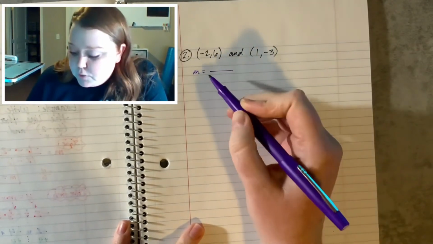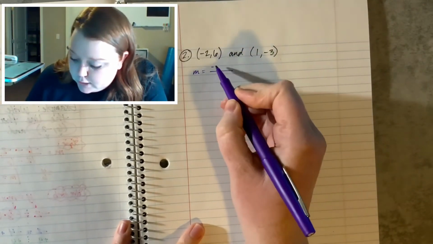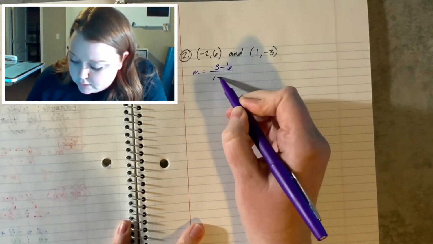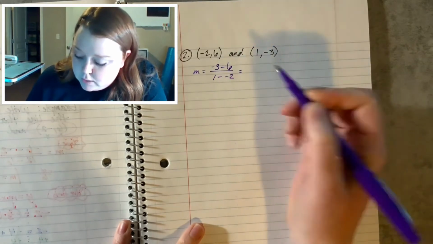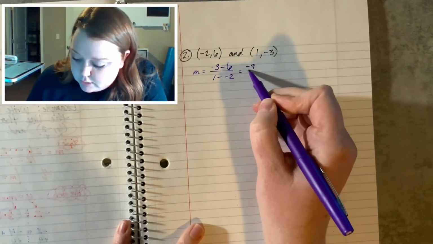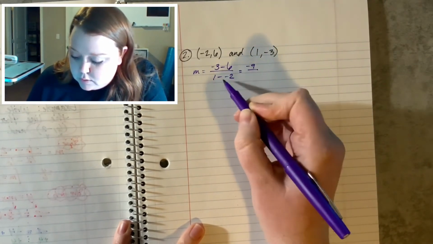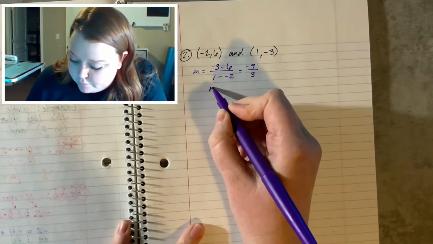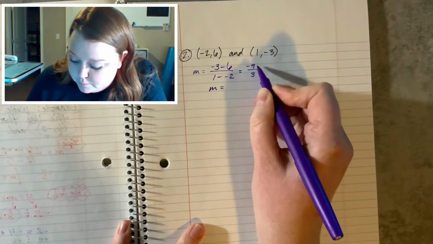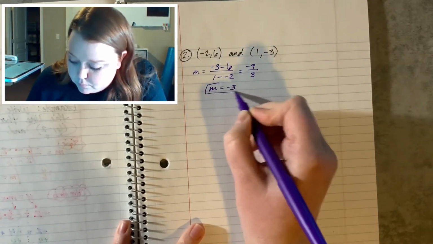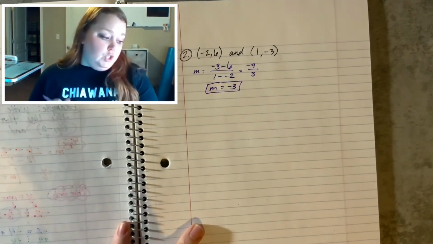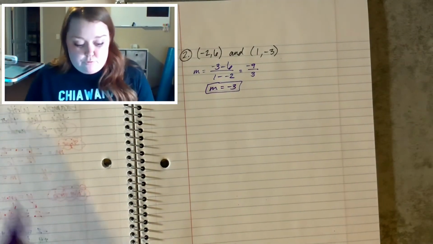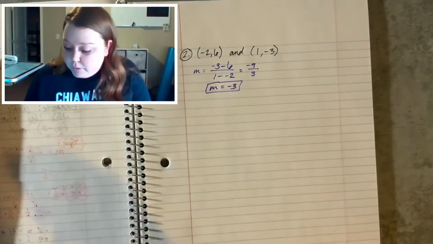Okay. So for slope, we should take -3 minus 6 over 1 minus -2. -3 minus 6 is -9. 1 minus -2, that's a plus really. So that's a 3. So right here, I found that my slope is -3. If that was too confusing, you need to contact me and we'll do slope from 2 points, okay? But from now on, I'm just gonna kind of go quick through it.